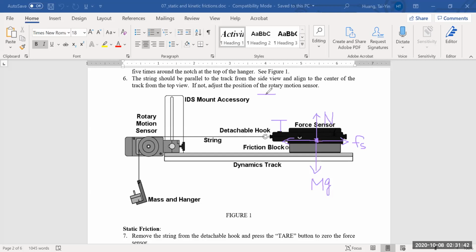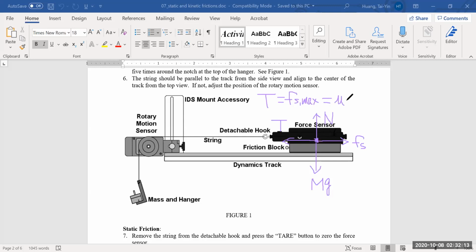So when T is equal to the maximum static friction, this is when the whole thing will start to move. Experimentally, you will continue to add the mass until you see that the whole thing starts to wiggle, meaning that it's just about to move. Then you have found the maximum static friction.